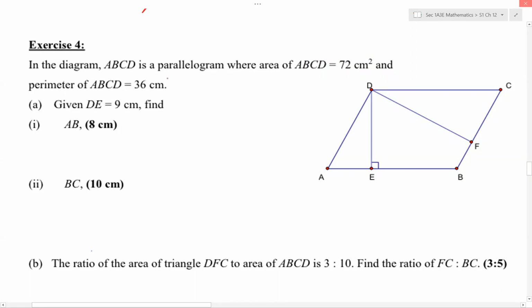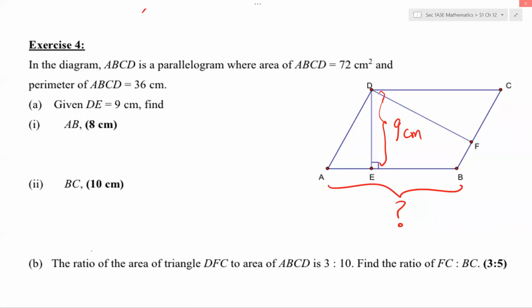Given that DE is 9 cm, find the length of AB. So what has our 9 cm got to do with AB and with either the area or the perimeter? Can you filter out non-essential information? Is the area essential in this case?